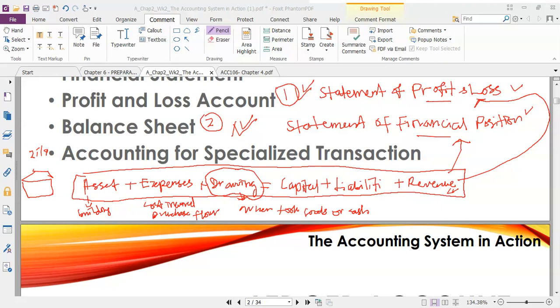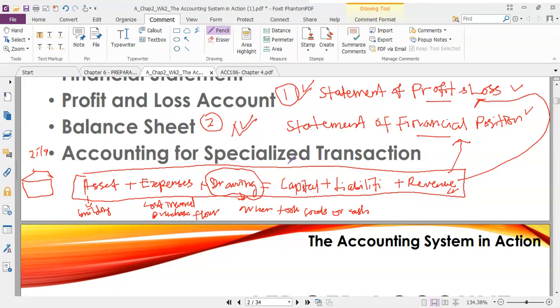Alright, very good. Okay, next is element apa lagi? Capital. Capital is our initial cost to open the business. That is called capital, the money that we invest. When we open the business, we must have money, we must have assets. So the initial amount of money and also the asset, we call it as capital.